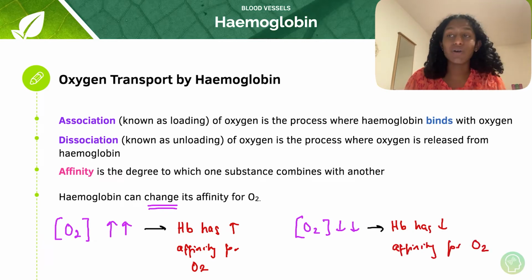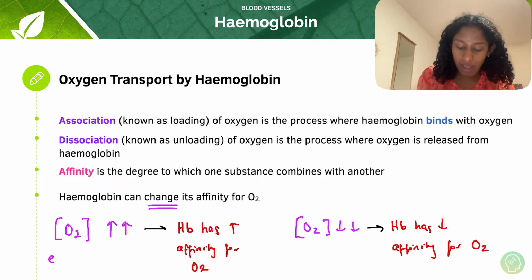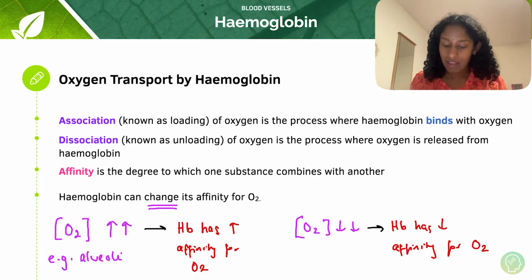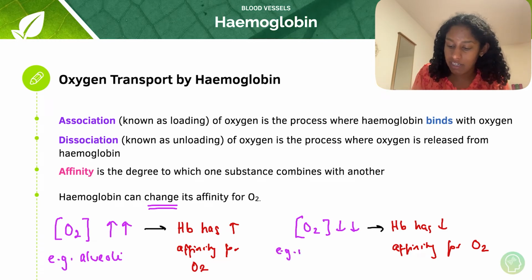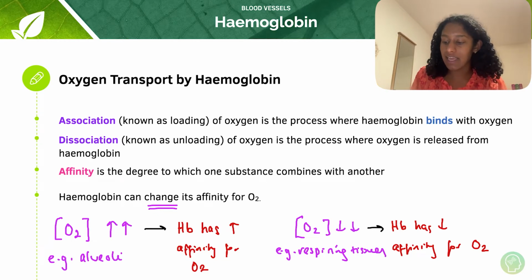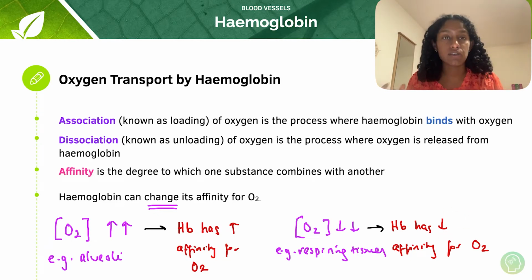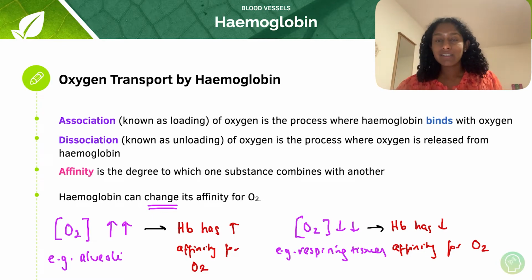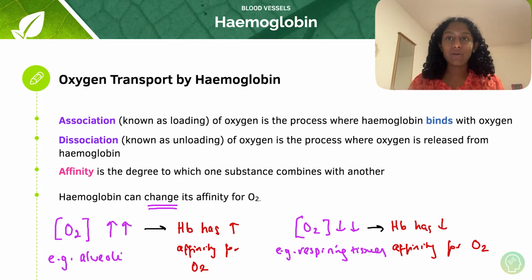This all makes a whole lot of sense when you think about it, because in the alveoli, where oxygen concentration is very high, we want haemoglobin to bind to oxygen. Therefore it makes sense that haemoglobin has a higher affinity for oxygen. Vice versa, in the respiring tissues where oxygen concentration is low, haemoglobin has a lower affinity for oxygen, which is good because we want haemoglobin to give up its oxygen to the respiring cells and tissues. That's a really neat way to think about how the affinity of haemoglobin for oxygen changes.